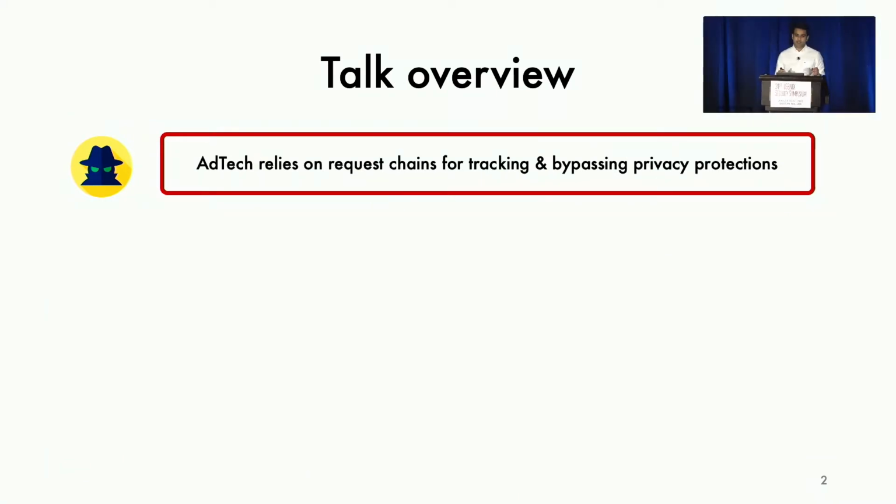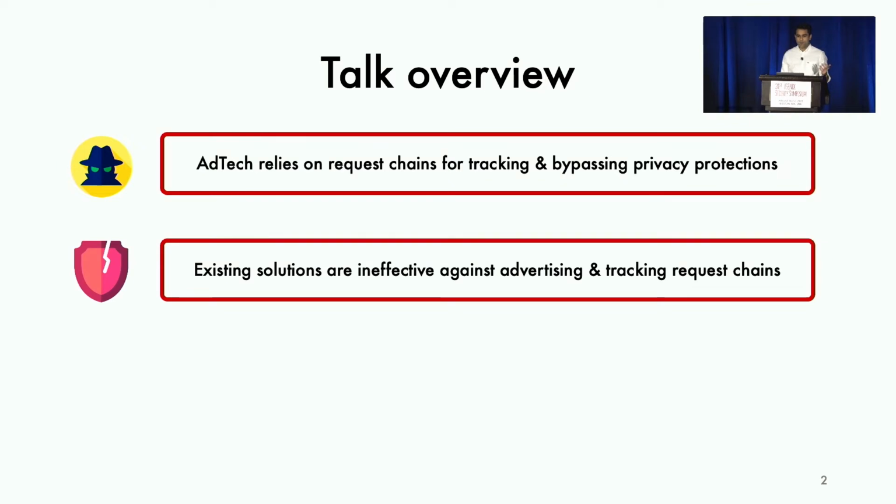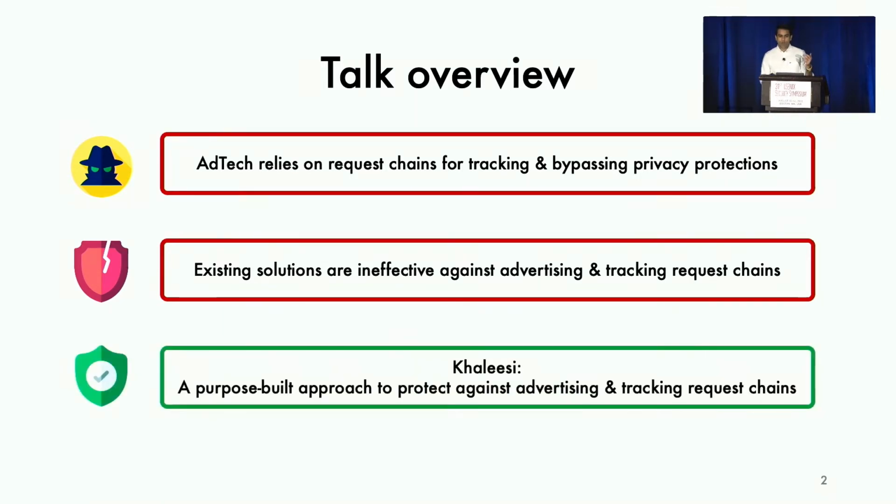In this talk, my objective is to convey three main things. First of all, I want to show that advertisers and trackers abuse request chains to track people, and they recently have been found to use them to bypass privacy protections against cross-site tracking. Secondly, I want to demonstrate that existing countermeasures are not equipped to protect against privacy harms caused by request chains. And third, I want to explain our novel machine learning-based approach called Khaleesi, which is purpose-built to protect against advertising and tracking request chains.